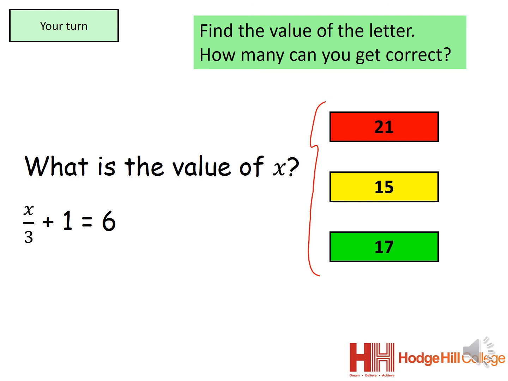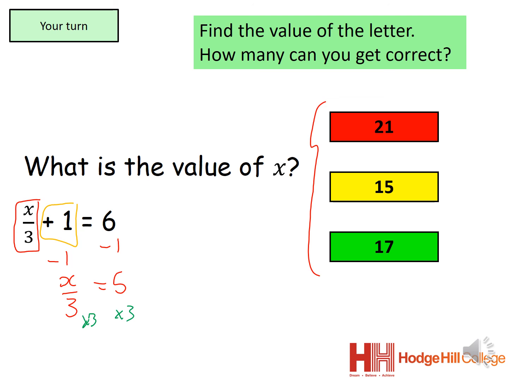Okay, welcome back. So we need to get rid of anything not attached to this x term here. We need to get rid of this positive 1. The inverse of add 1 is subtract 1, so I'm going to take away 1 from both sides. So we have x over 3 equals 5. So the inverse of divided by 3 is times it by 3, so I'm going to times it by 3 on both sides.